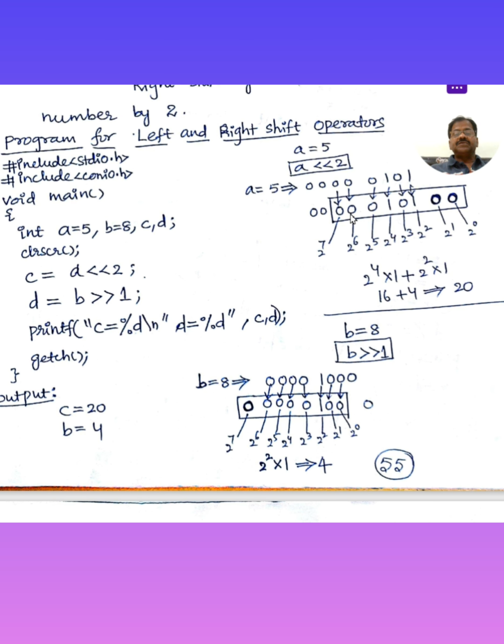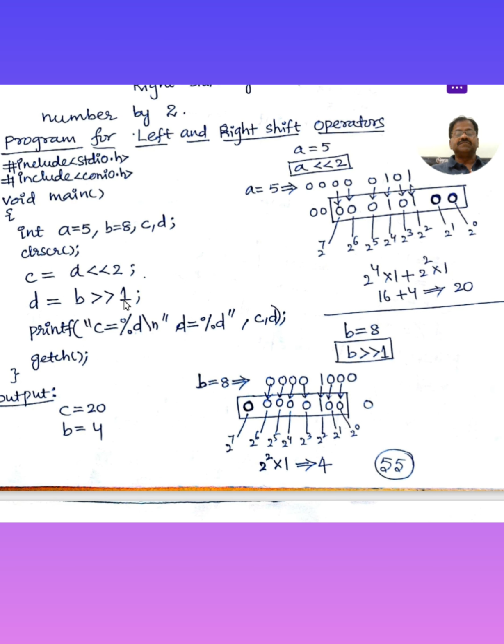Then here we should have 8 bits, but we have 1, 2, 3, 4, 5, 6 only. So I want 2 more bits. For that purpose, I will add 2 bits to the right side. Next, 2 to the power of 0, 2 to the power of 1, 2 to the power of 2, like that. Total 8 bits, up to 2 to the power of 7. 2 to the power of 7 into 0 plus 2 to the power of 6 into 0 plus 2 to the power of 5 into 0. Like that, we have to do the calculation. Then we will get the answer 20.